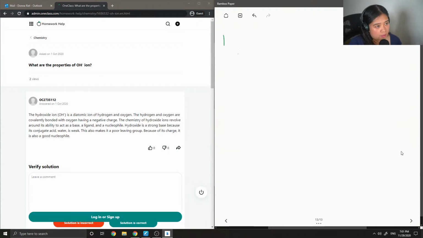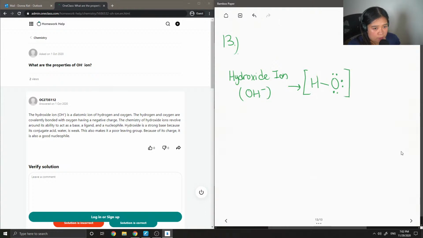Okay, so one last question for this session. What are the properties of the OH minus ion? So the OH minus can also be known as the hydroxide ion. Okay, so I'll also draw its Lewis structure. So here are all the lone pairs on oxygen. And this has a -1 charge.